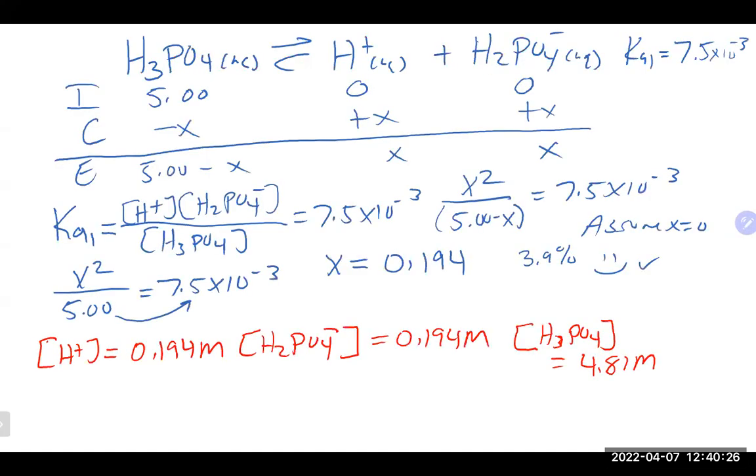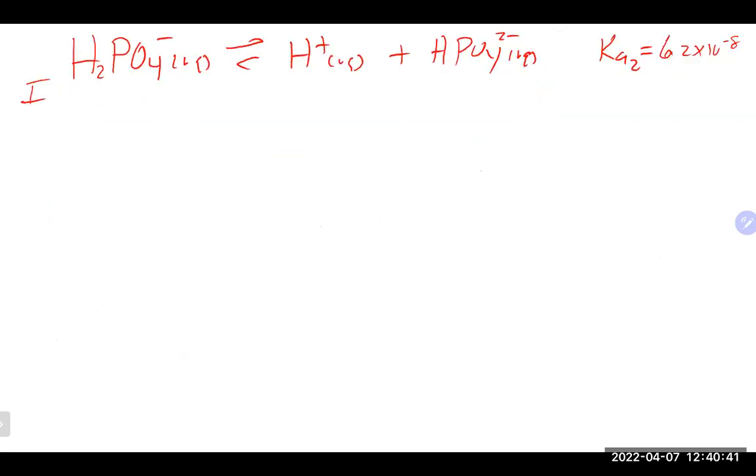So our equilibrium concentrations from the first table are going to be our initial concentrations on the second table. So that means that we have 0.194 for our HPO4 minus. 0.194. How about the H plus? Do we have some of that from the first table? We do. It also is 0.194.